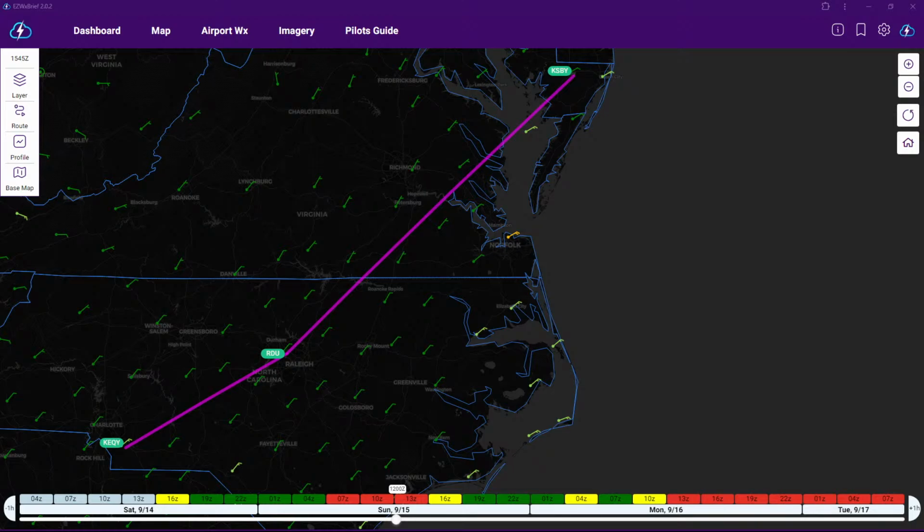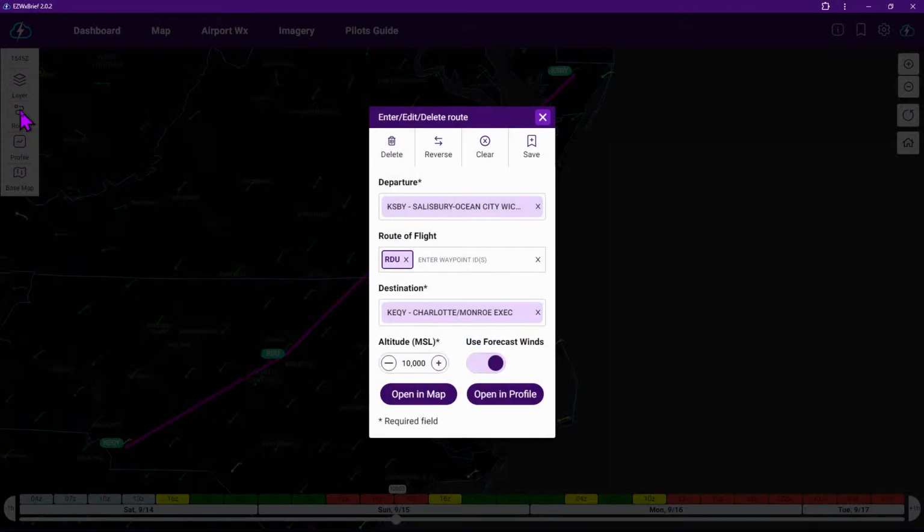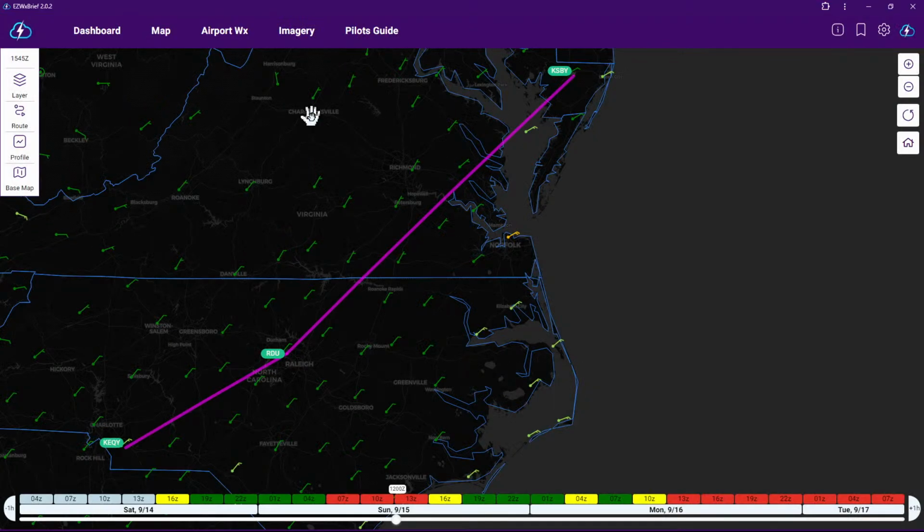And as the heating of the day kicks in, it mixes out some of those lowered ceilings and visibility. So let's just take a quick peek at the visibility and ceiling, just to see how low this goes. And again, this is our route here from Salisbury to Raleigh-Durham to Monroe. We're planning a 10,000 foot flight. We'll see if that's going to work out depending on what else is going on.